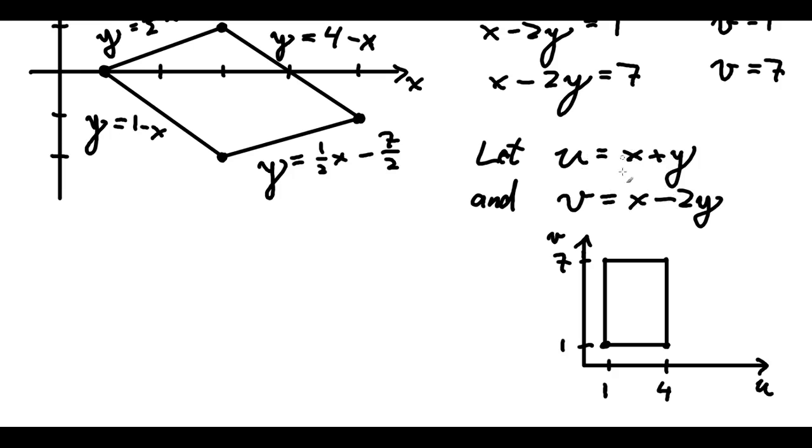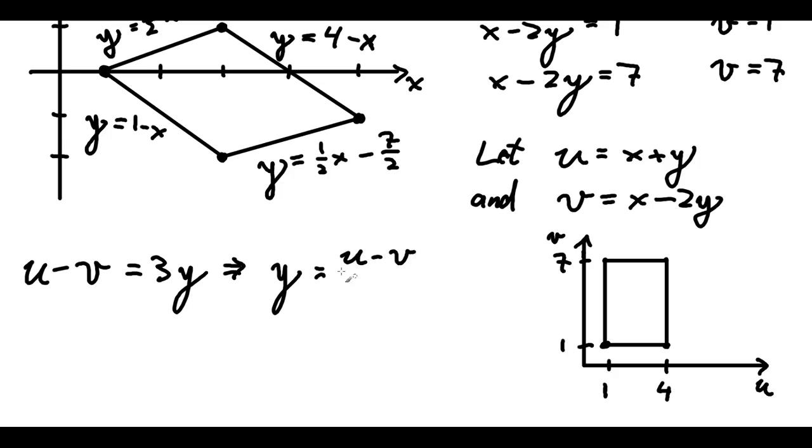So, looking at this thing, for instance, we see that if we take u minus v, x minus x would cancel out, y minus negative 2y is 3y, and that tells us that y is equal to u minus v over 3.